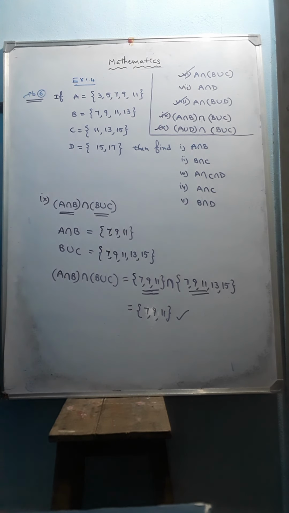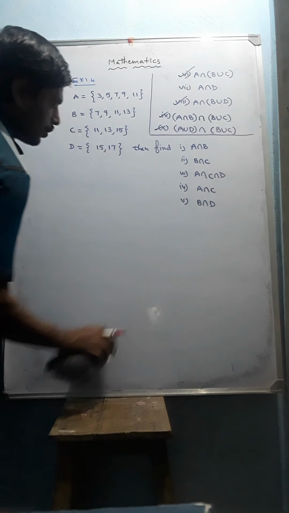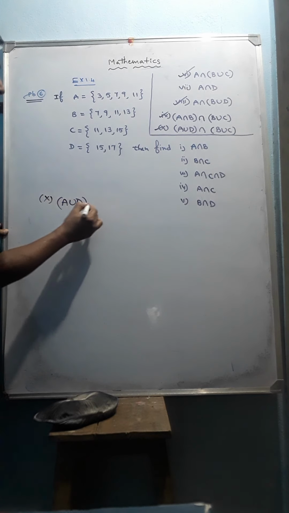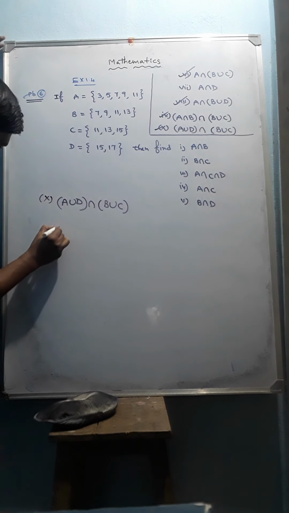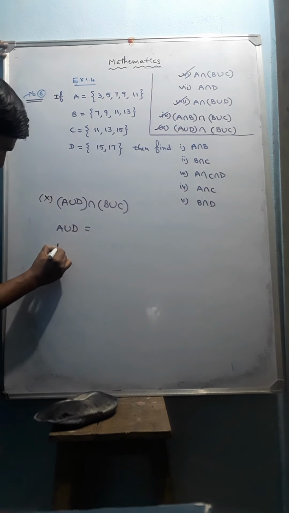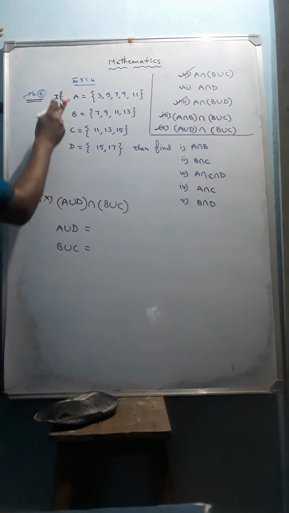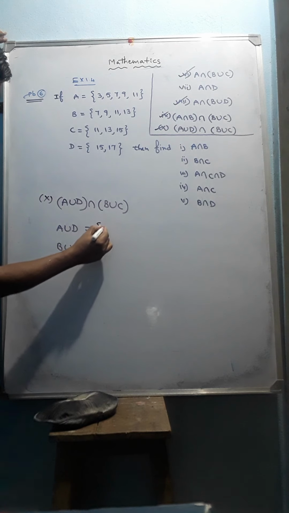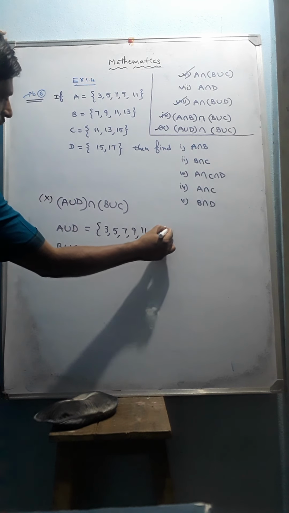Next, problem number 10. So problem number 10 is A union D intersection B union C. So first you should find out A union D. After that B union C. So A union D, the combination elements of A comma D sets. So A comma D set elements. So 3, 5, 7, 9, 11, 15, 17.